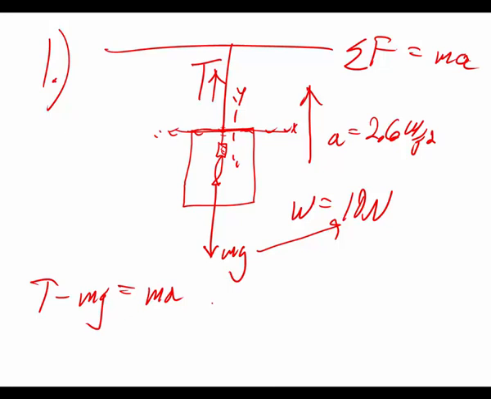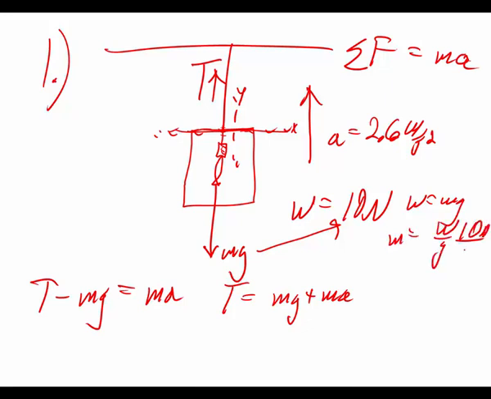So we want to write our final equation as T is equal to mg plus ma. Now, we didn't find the mass of the fish, did we? Well, we know weight is equal to mg. So the mass of the fish is equal to the weight over g. So 10 newtons divided by 9.8 meters per second squared, and the mass of the fish is equal to 1.02 kilograms, correct?